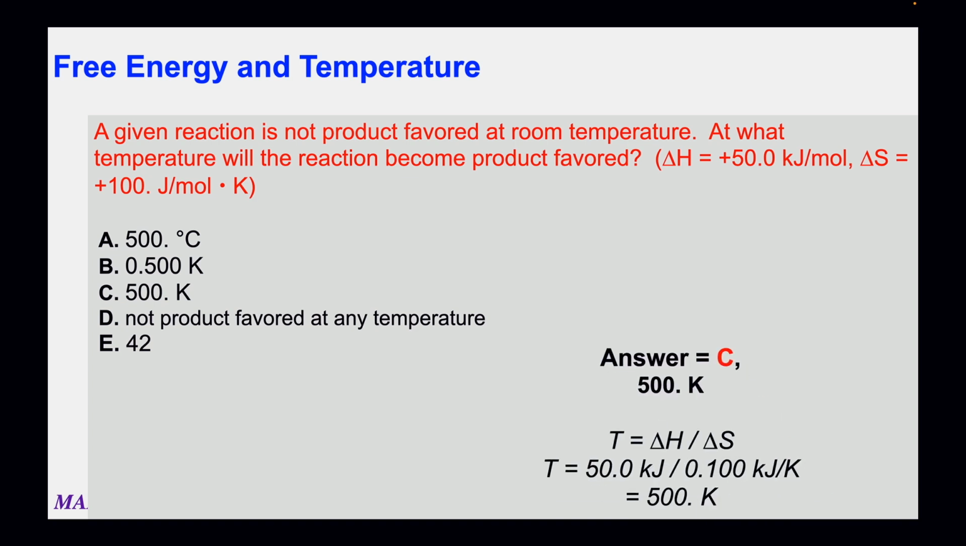So for this problem, it would be delta H, the 50 number, divided by delta S in kilojoules, which is 0.1, all right? 50 divided by 0.1 comes out to be 500, so the temperature here would be 500 Kelvin. And then at temperatures just slightly above that, you would have negative delta Gs. So if you want this reaction to go, you could have a temperature just a little bit above 500 Kelvin, and it would start to be spontaneous.